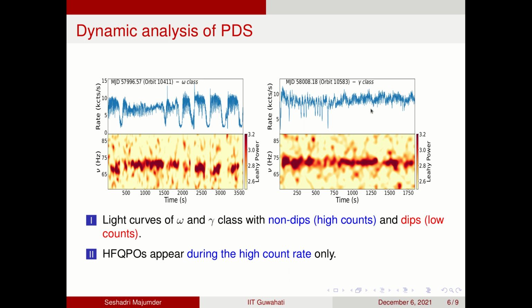And for gamma class also the same trend follows. For gamma class we have only high count duration persistently. So as expected, the QPO is also present persistently during the entire exposure time. However, in between 500 to 750 seconds, the feature is diluted somehow. That is because of this low count dips of short duration that may dilute the feature a little bit. So the bottom line is the high frequency QPO appears during the high count rate of the light curve.